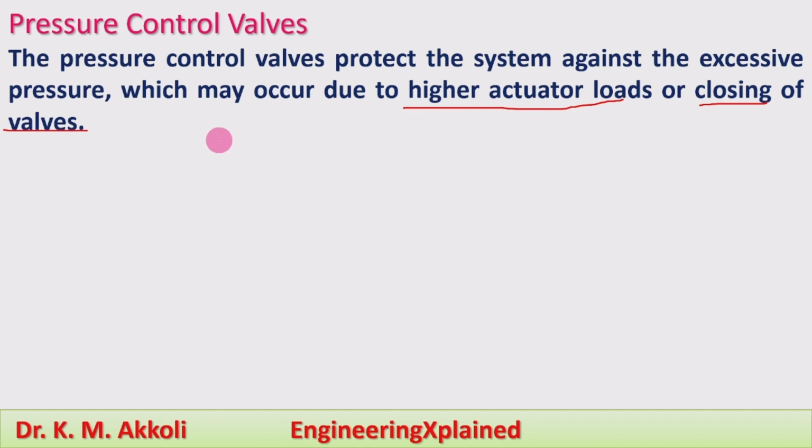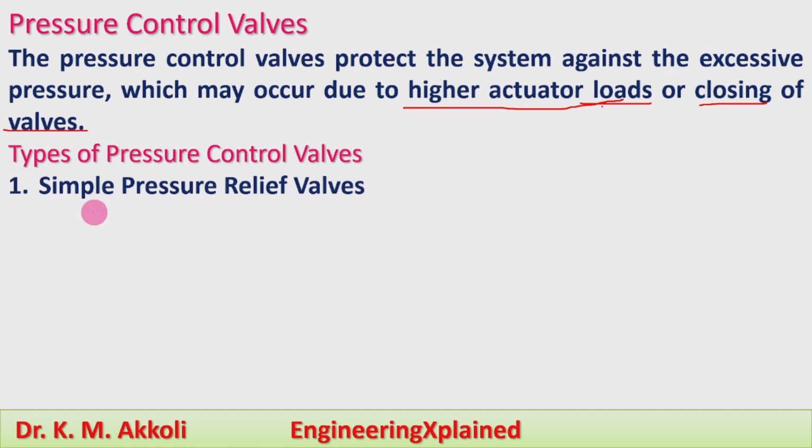Even though that pressure is there in the system, if the load is exceeded, then the pressure within the flow line will increase, and the closing of the valve also increases the pressure. That should be reduced. If the pressure increases above the rated pressure, the pressure control valve will release that pressure. That is also called a pressure relief valve, and those are called pressure control valves. There are different types of pressure control valves that I am going to discuss.